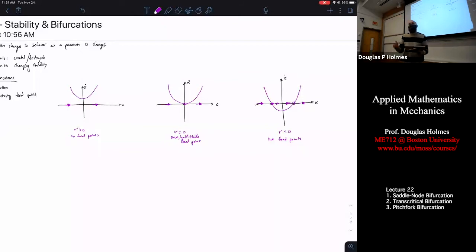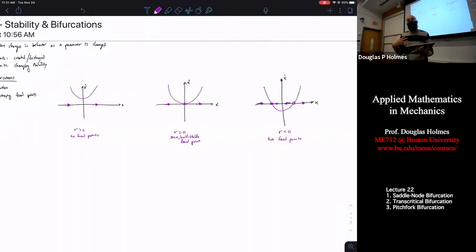So imagine this is kind of like a system where you're turning a knob, for some positive parameter, turning that parameter down. You hit 0, you go below 0, and now you have the emergence of two fixed points. One is stable, one is not.